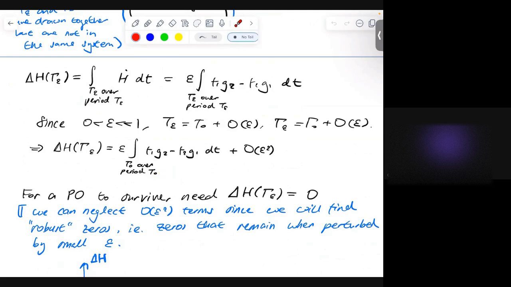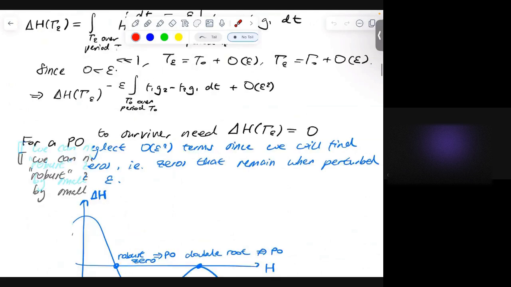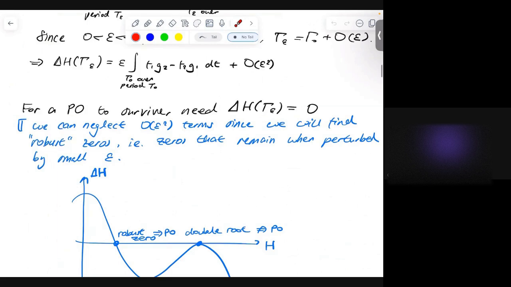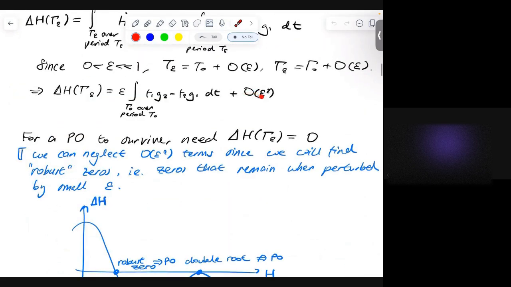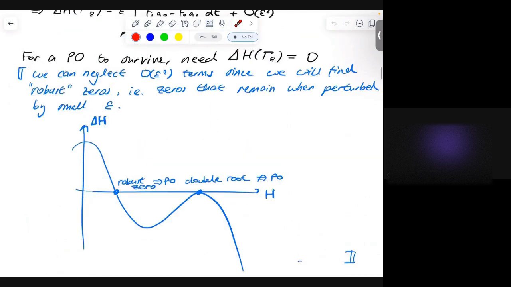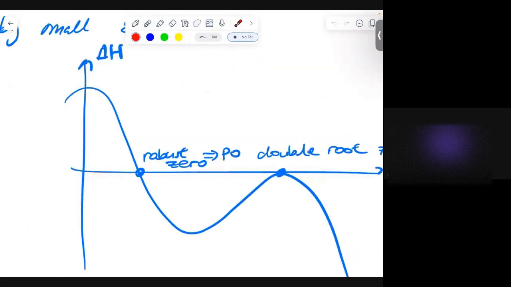That's important because we don't account for terms that are order of epsilon squared. However, it's still useful to us because it tells us that, even though it's a rough approximation, we have some error. If we plot the change in energy over the energy level, then if we have something that we call a robust zero like this, where even if we're off by order of epsilon squared we'll still have a zero, then we know that there is a PO that survives at approximately this value of H.